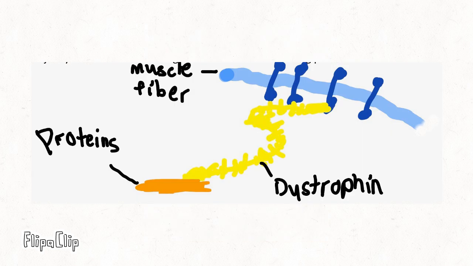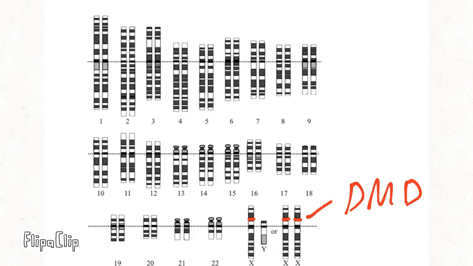DMD. Dystrophin mutations can vary in type and location, but the majority of mutations found in individuals with Duchenne muscular dystrophy are deletions or duplications of one or more segments of DNA. The gene for DMD is found in the chromosome number 23. This is because it is found on the sex chromosome. DMD can be found in the red area as highlighted.